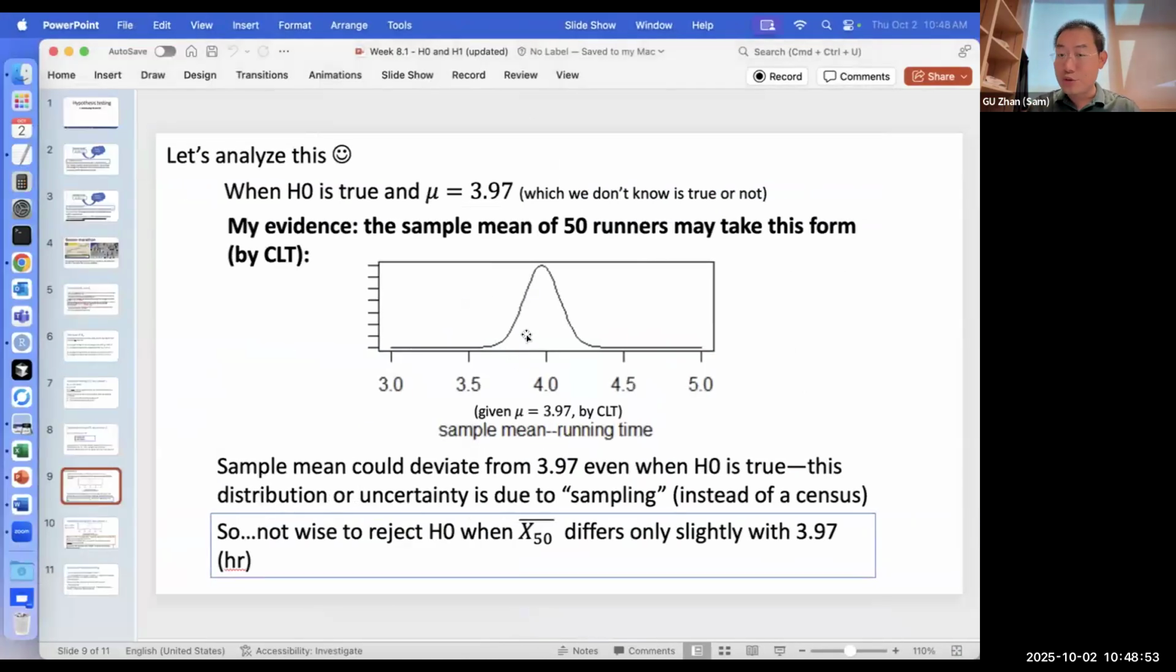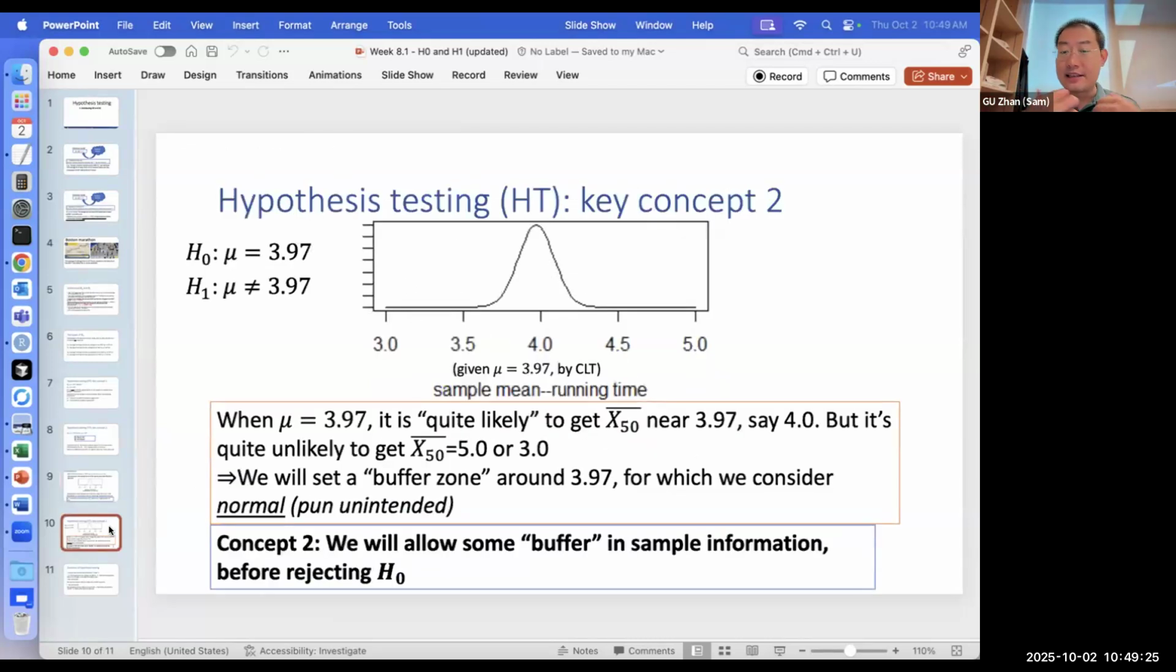Okay, then we need to construct a confidence interval around H0, 3.97, with 95% confidence. If the sample mean of these 100 athletes or 50 runners fell into the confidence interval, then we don't have sufficient evidence. If they are outside of this confidence interval, which is in the rejection zone, then we can say that we have sufficient evidence to reject.